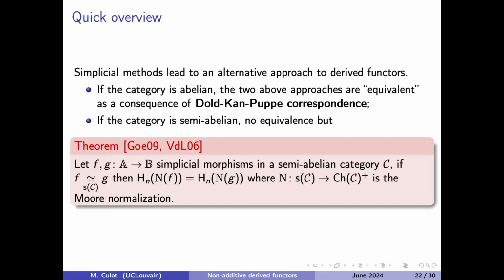Okay. Should I have some? Yes. Okay. So I would like to shortly compare what I did before with the simplicial approach. Why? Because again, if you start with semi-abelian categories, then a simplicial method was also used to derive functors.